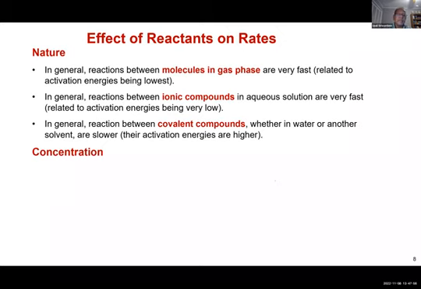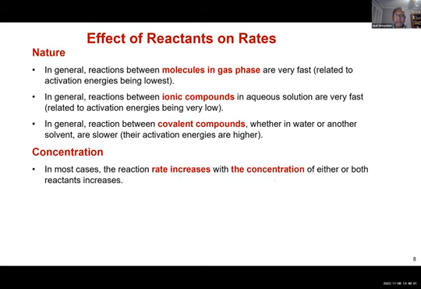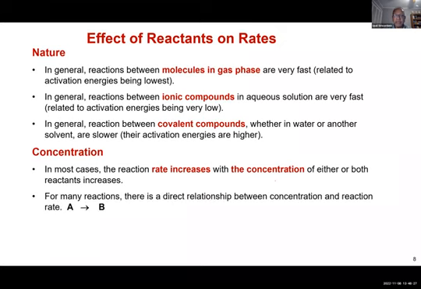Concentration: the higher the concentration of reactants, the higher the rate. In most cases, reaction rate increases as the concentration of either or both reactants increases. Sometimes the rate depends on only one of the reactants. So that's why we say either, both, or one. For many reactions, there is a direct relationship between concentration and reaction rate.